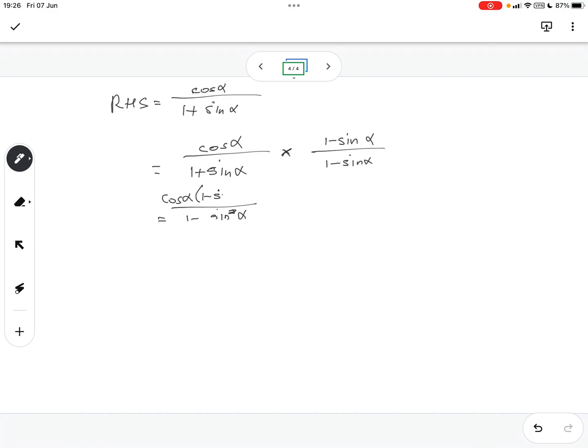So that we have 1 minus sine squared alpha over cos alpha times 1 minus sine alpha, and this is cos squared alpha over cos alpha times 1 minus sine alpha, and that becomes 1 minus sine alpha over cos alpha, and that equals the left hand side. So yes, it does work in the other direction. Can you see that?